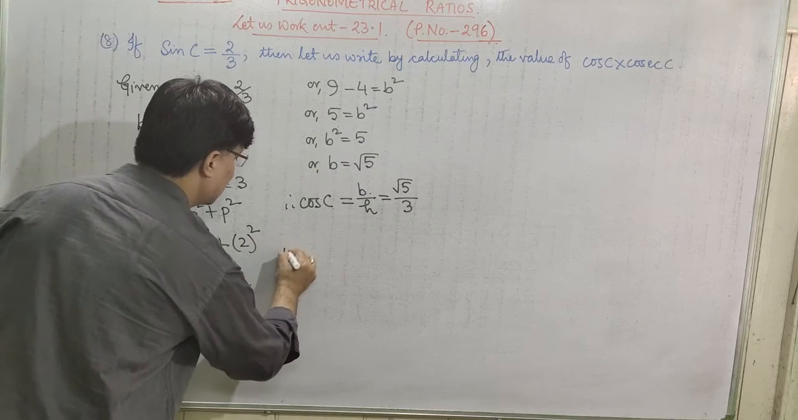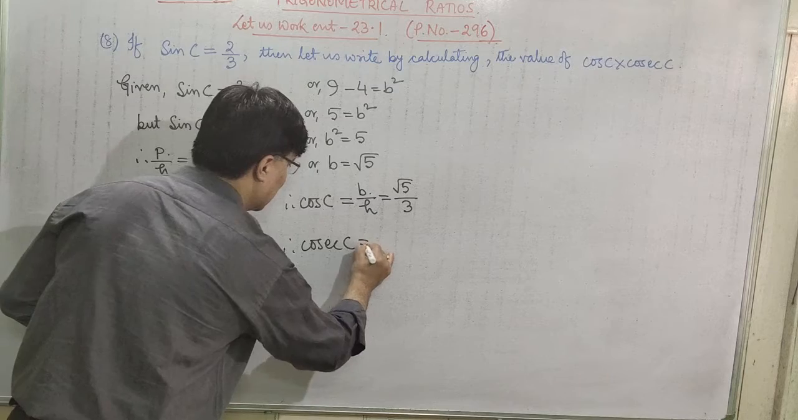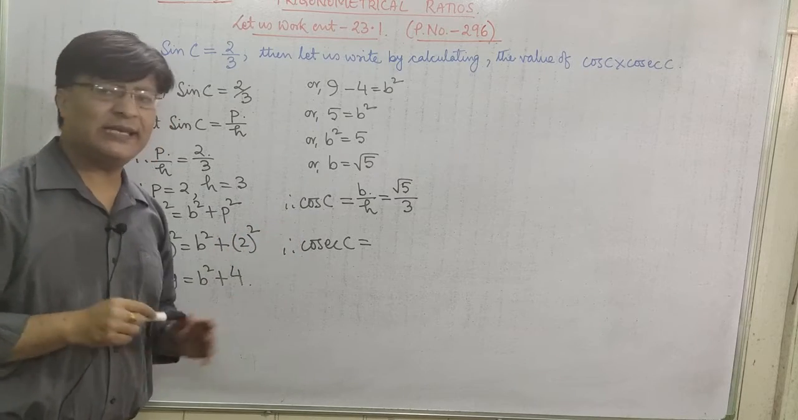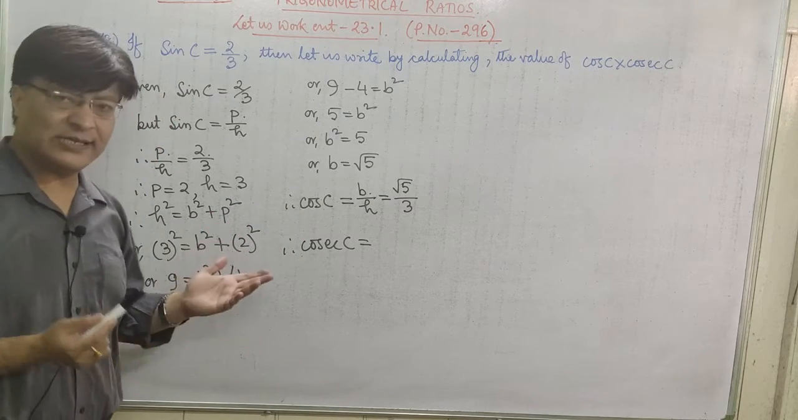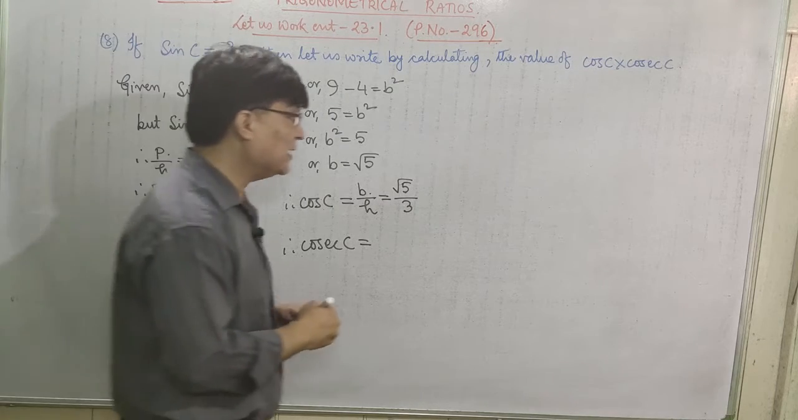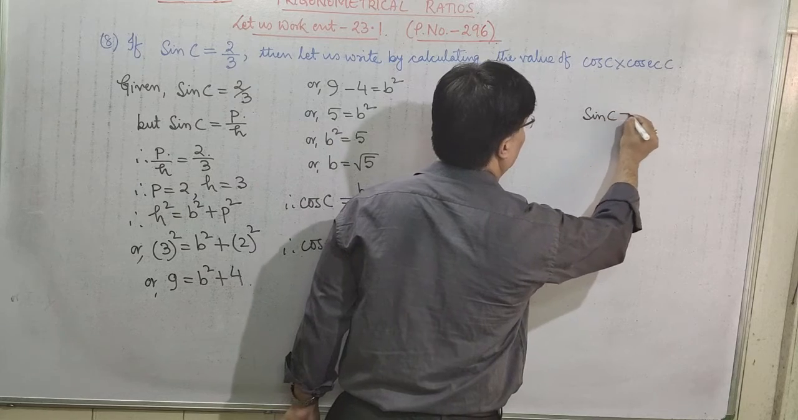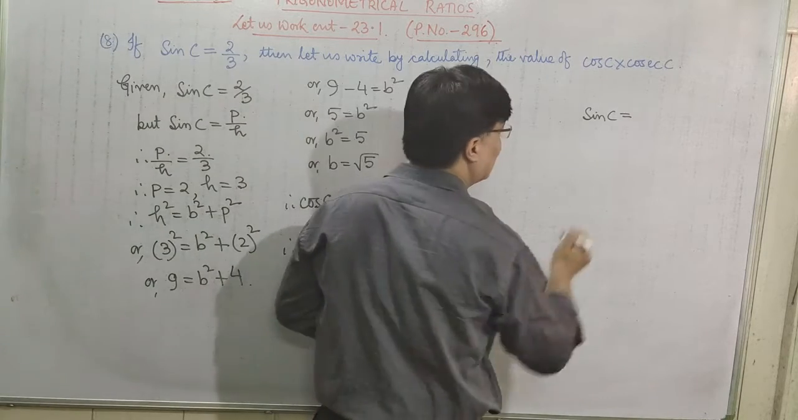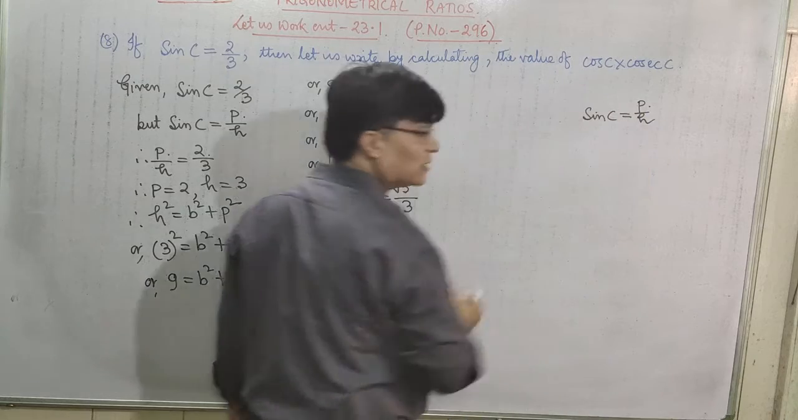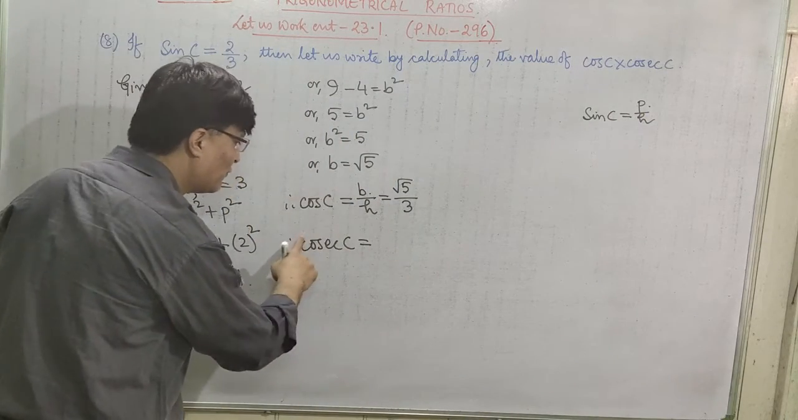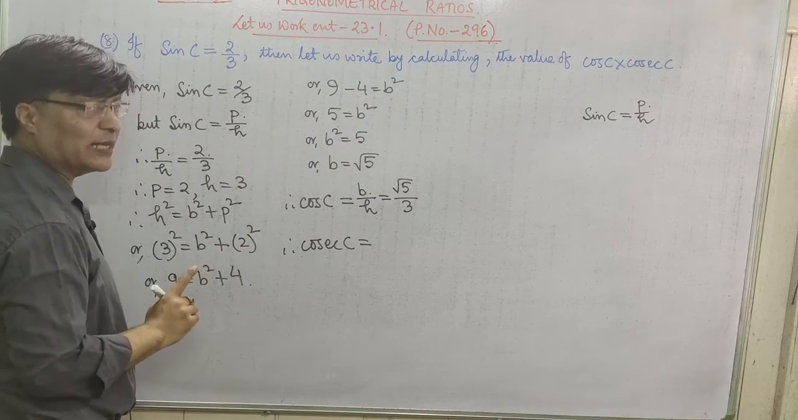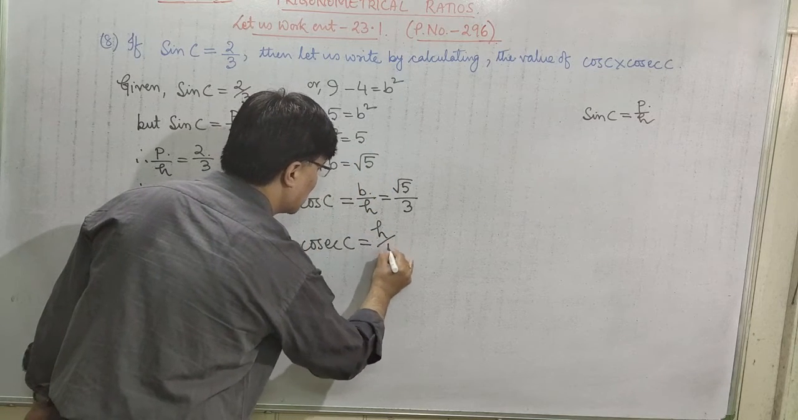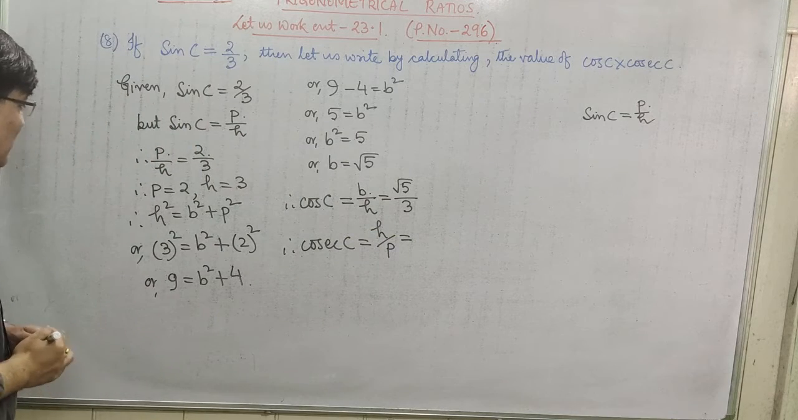So let us get the value for cosec C. Now you should know the formula of cosec C. As you know, cosec C is the opposite of sin C, or it is just the inverse of sin C. What is the formula for sin C in terms of perpendicular, base, hypotenuse? Some people have P by H, right? If sin C is equal to P by H, what is cosec C? It is H upon P.